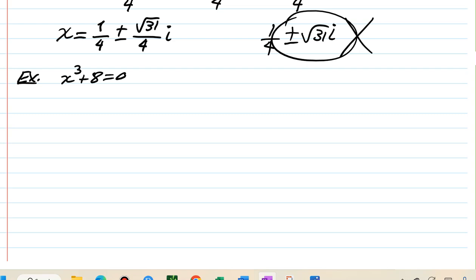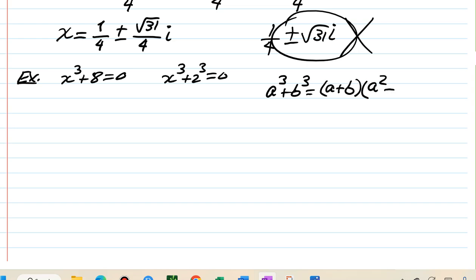Now this one we recognize as sum of two cubes. Okay, and we have a special factoring formula. Let me recall the formula in this form. A cubed plus b cubed, we write it as a plus b, first one squared, negative first by second plus second one squared.